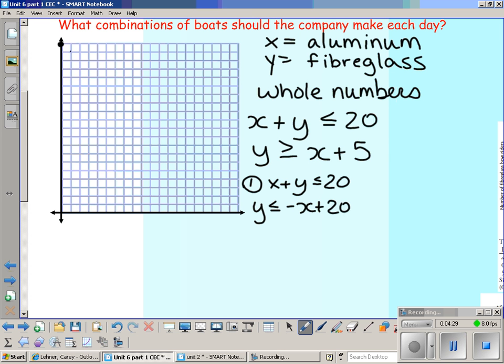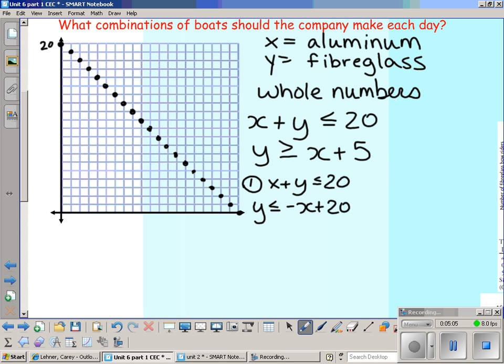Because it's discrete data, we want to plot each of these points, and because it was an equal sign, these points are included, so it's not a dashed line. So we're plotting our boundary here. We're going down 1 and over 1 each time, starting up at 20. So we have our first inequality plotted, the boundary of it.